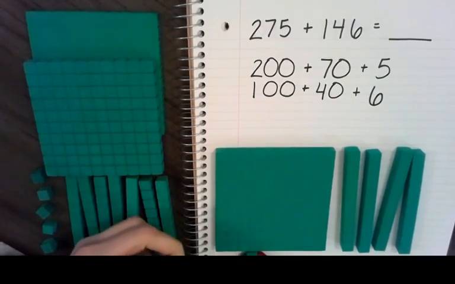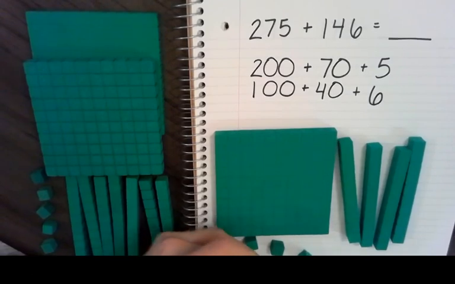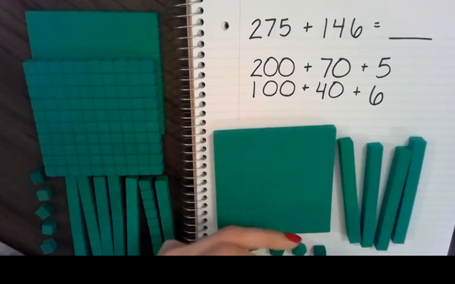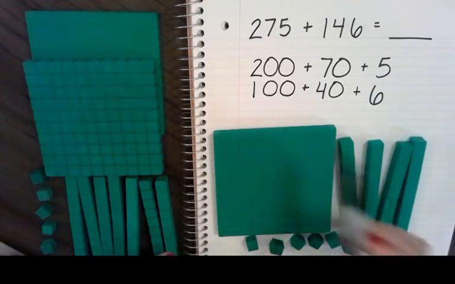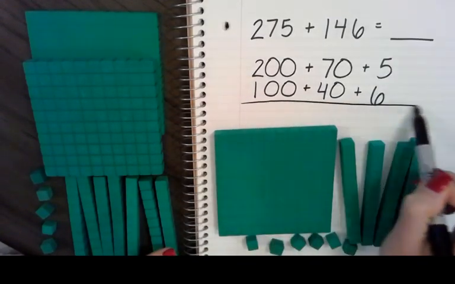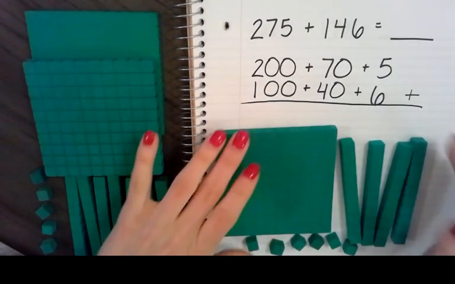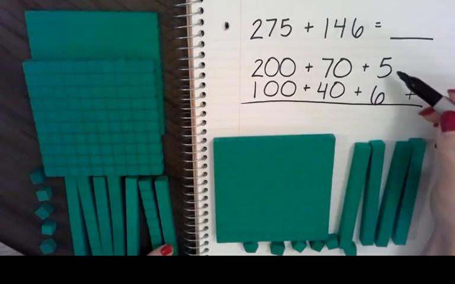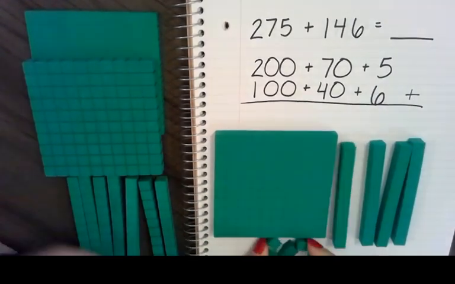1, 2, 3, 4, 5, 6. Right? I'm going to draw a line, and we're going to be adding these. And we always want to start with our ones and move to the left. So 5 plus 6, I'm going to put my ones together.